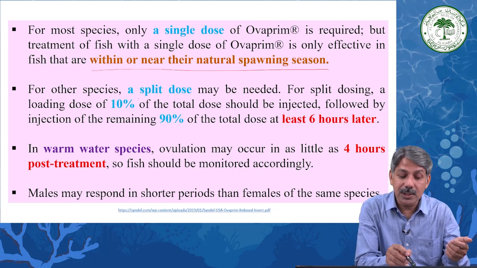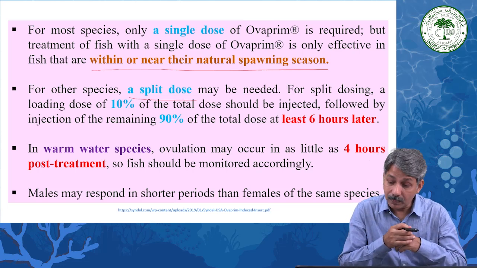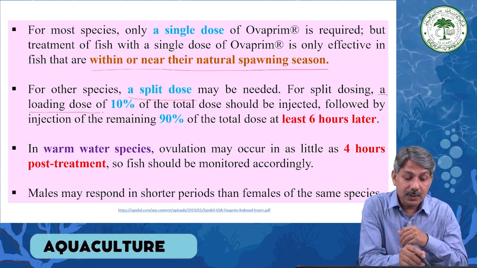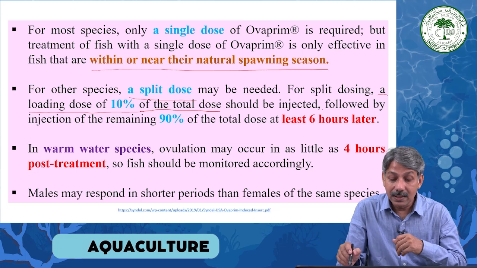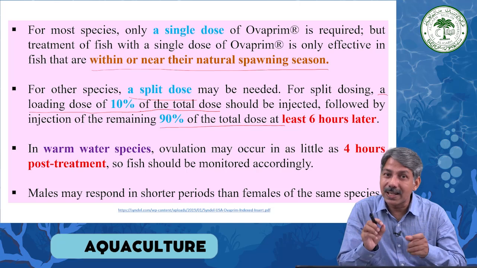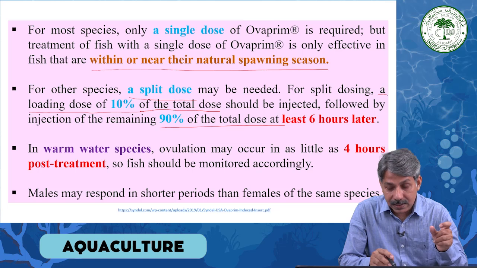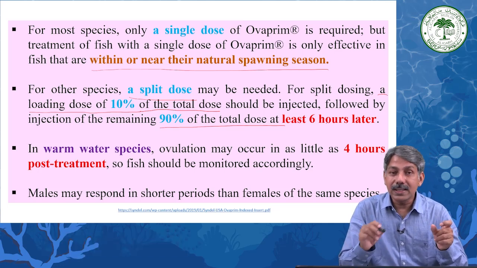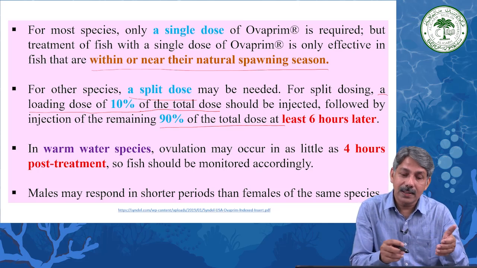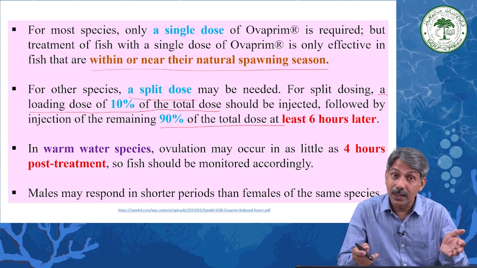But there are certain other species for which you may be required to use a split dose. So, when you are using a split dose, then a loading dose, the first dose of 10% of the total dose should be injected, followed by injection of the remaining 90% of the total dose. Total dose you will have to calculate first per kg of body weight, how much dose is needed. Then 10% of that you can use as the first injection, and after about 6 hours you can use the remaining volume as the second injection. So, if you are doing it this way, then chances become more for the fishes which are not responding so easily.